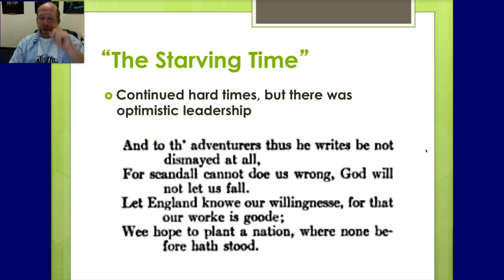And this was something that was written, I think is really cool. And to the adventurers, thus he writes, be not dismayed at all, for scandal cannot do us wrong. God will not let us fall. Let England know our willingness, for that work is good. We hope to plant a nation where none before hath stood. So there's this rallying cry that we're going to survive this. We're going to be all right.